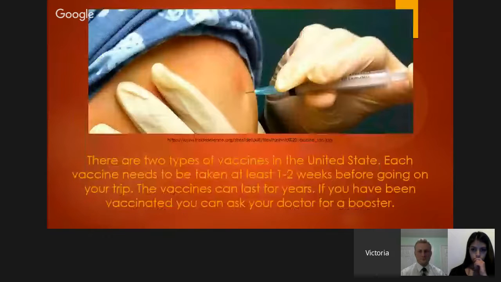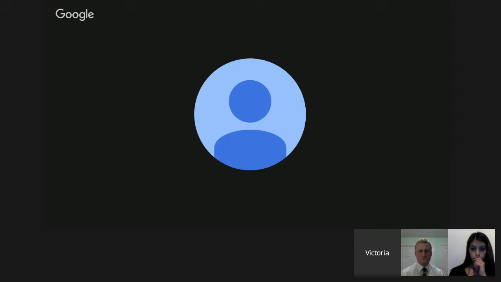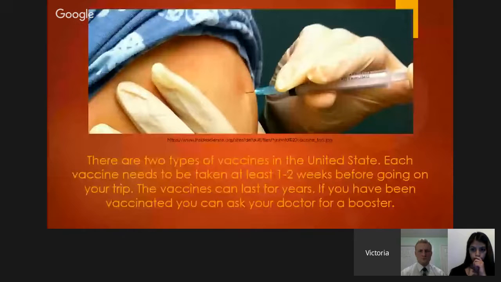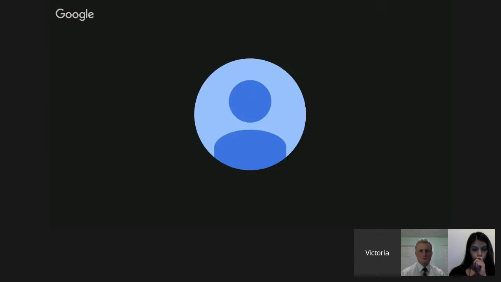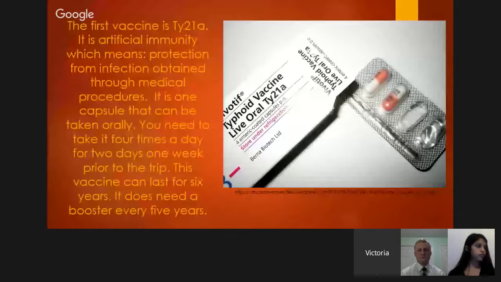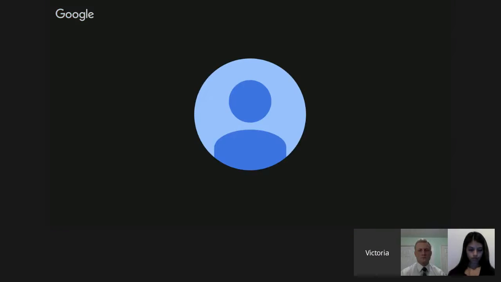There are 2 types of vaccinations in the United States. Each vaccine needs to be taken at least 1 to 2 weeks before going, and lasts for years. If you have been vaccinated, you can ask your doctor for a booster. The first vaccine is Ty21a. It is an artificial immunity, which means protection from infection obtained through medical procedure. It is 1 capsule that can be taken orally. You need to take it 4 times, every other day, 1 week prior to your trip. This vaccine can last for 6 years. It does need a booster every 5 years.